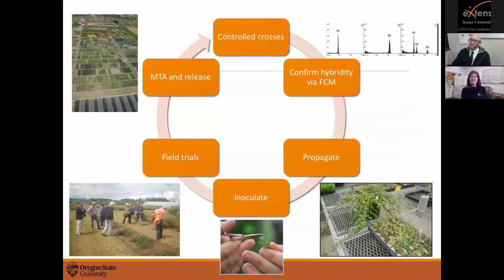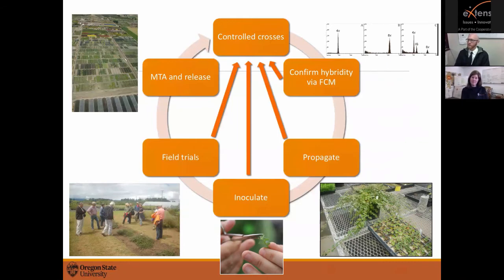And then if it still looks good in the field trials, we'll then conduct material transfer agreements with nurseries and release it to the general public. But at any point, if it fails, we take it back to the controlled crosses. So if it doesn't propagate well, we'll try to make controlled crosses with something else and go back. Or if the disease resistance isn't there, we'll go back to square one.